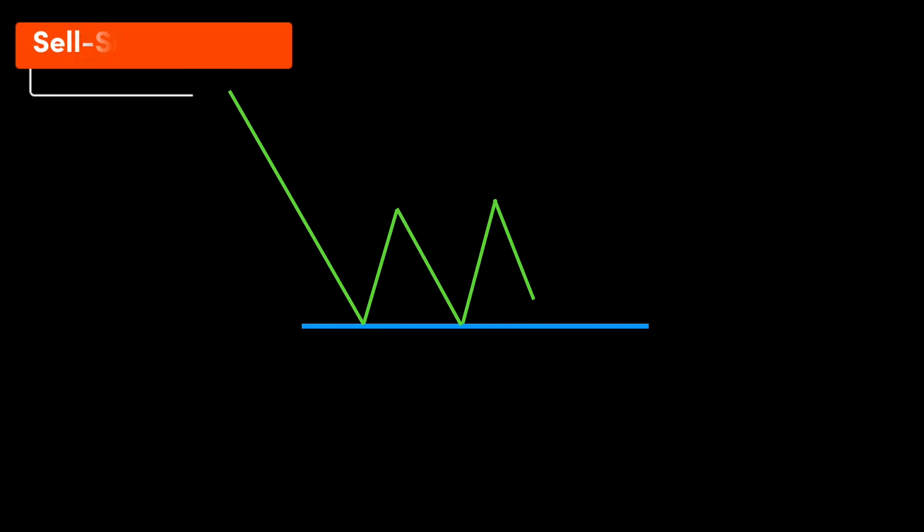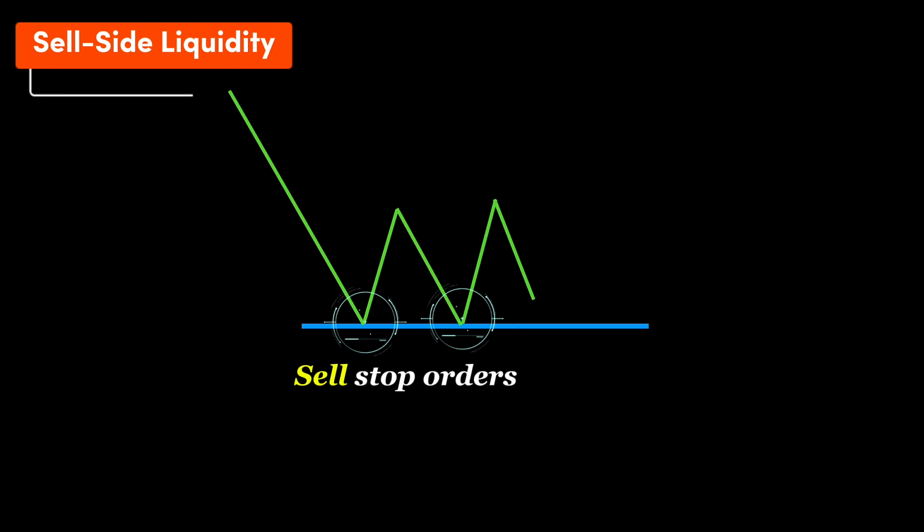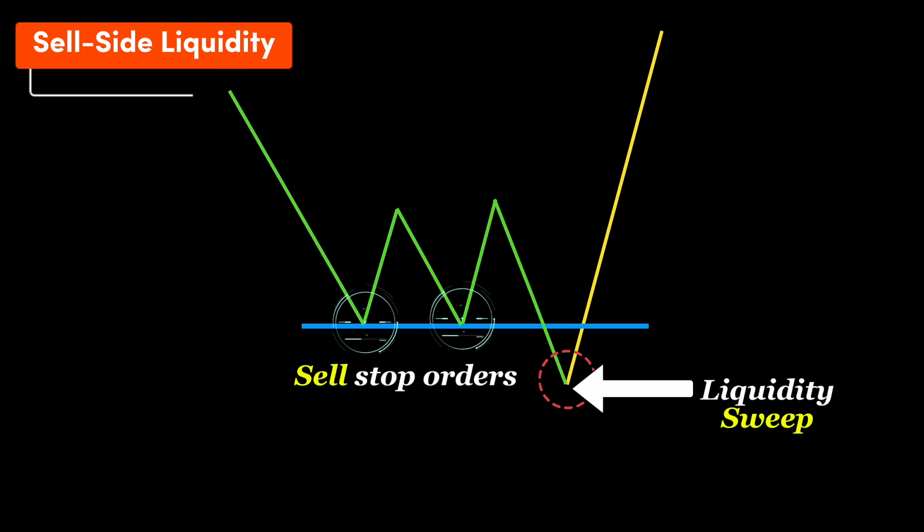Sell-side liquidity works the same way, but in the opposite direction. Sell-side liquidity is made up of sell-stop orders resting below major lows: weekly lows, daily lows, or clear swing lows. When traders buy, they protect their positions with sell stops. Those stops accumulate underneath key lows, and institutions again take advantage of that. They drive the price down, sweep the lows, trigger the sell stops, and convert them into market orders. Once liquidity is collected, price reverses, because the institutions already got the sell-side liquidity they needed.